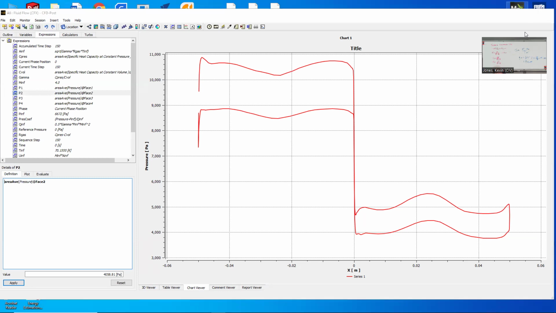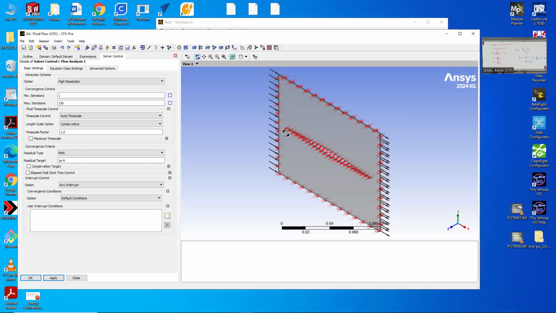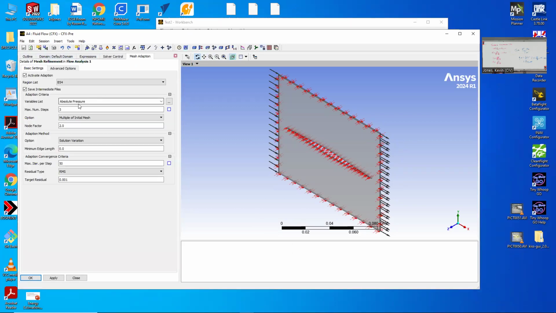So let's minimize that. Let's go back into pre. And now let's add grid refinement. So we want to choose a variable that we're going to look at gradients on. So anything that has a big change, does anyone remember what the absolute pressure was across the shock?